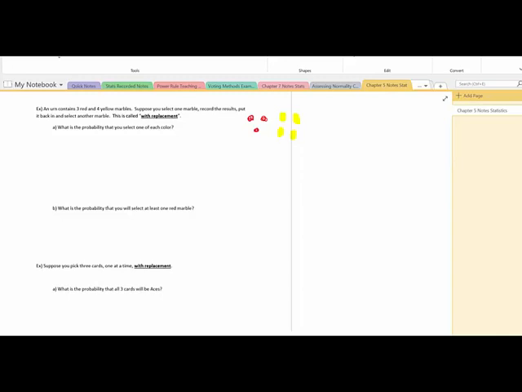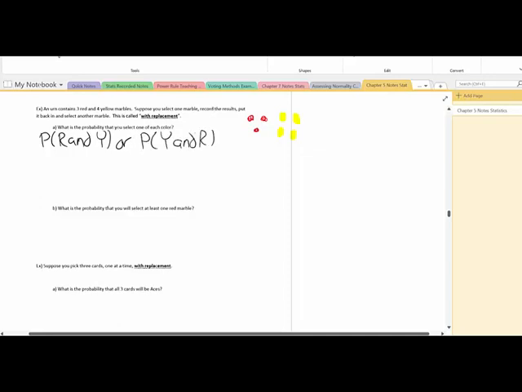So what does that mean? You need to select a red and a yellow. But it doesn't matter the order that you do it with, so there's 2 different scenarios. You could do red and then yellow, or you can do yellow and then red.